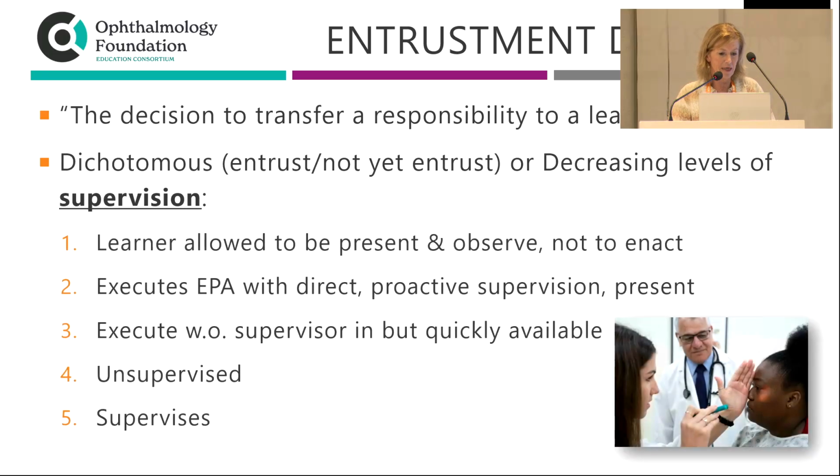At the first level, the learner will be allowed to be present and observe, but not to enact. At the second level, he will be able to execute the activity with direct and proactive supervision, with the supervisor present in the same room. The third level will be to execute without the supervisor, but the supervisor should be quickly available in the next room, for example. The fourth level will be to act unsupervised, and the fifth level will be supervising other students or residents.